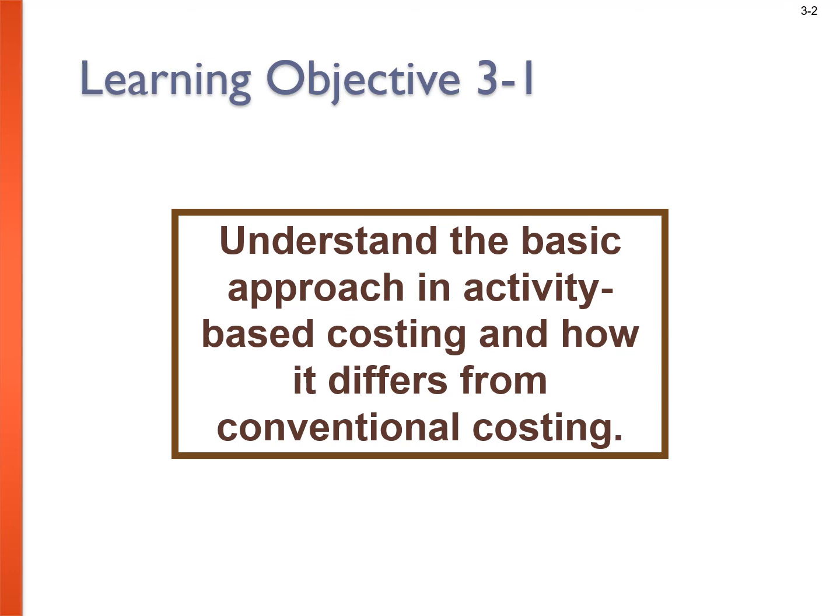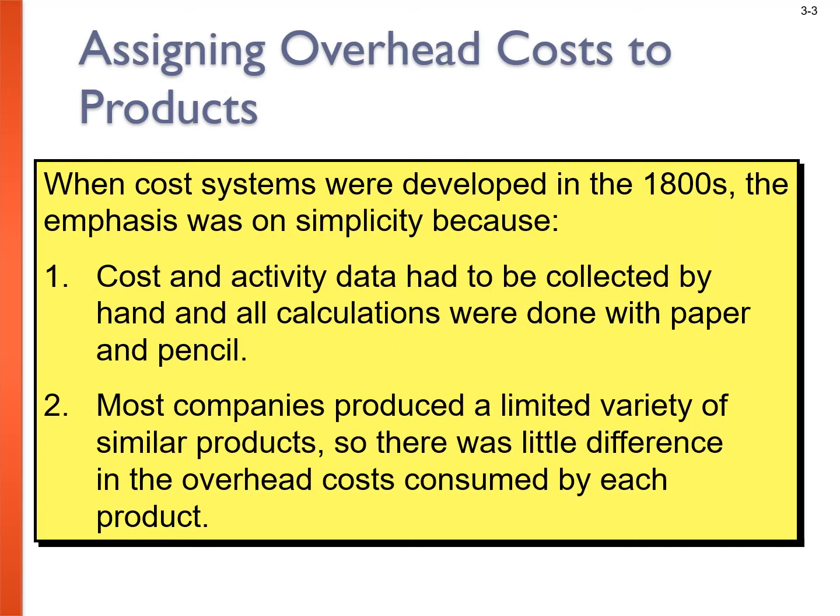So let's take a look at the first objective. When cost systems were developed back in the 1800s, we kept it simple. We didn't have computers. We didn't have a whole bunch of stuff to help us with efficiency. So cost and activity data had to be collected by hand and all calculations were done with paper and pencil. So most companies produced a limited variety of similar products, so there was little difference in the overhead by each product.